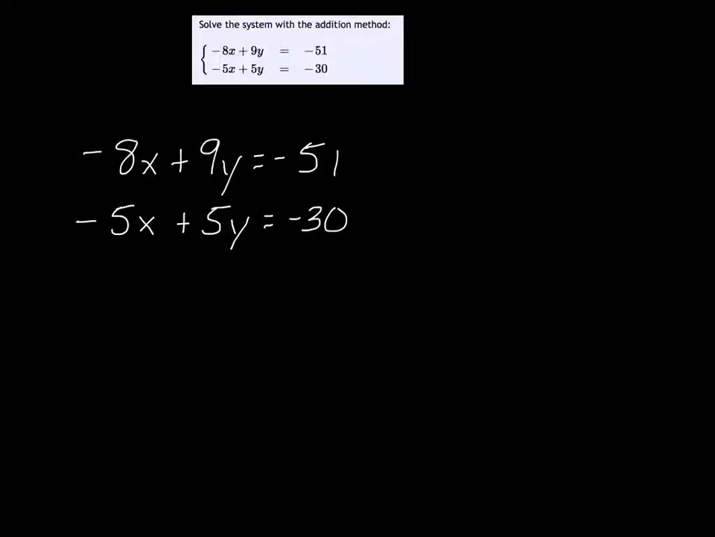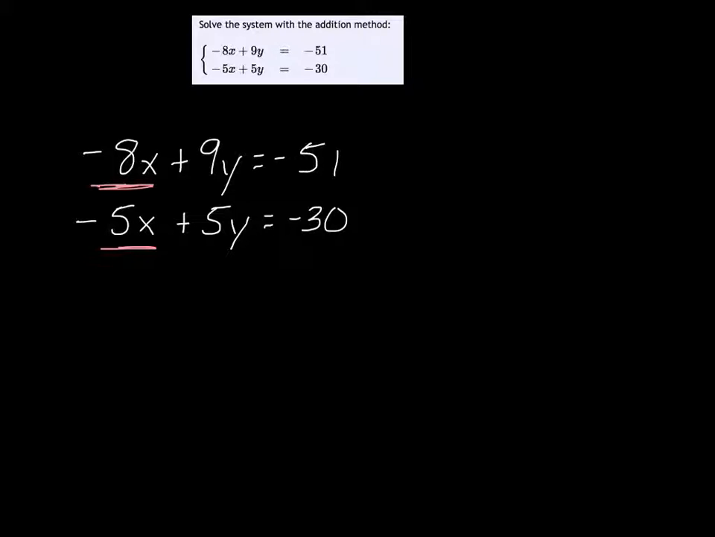In order to solve this system of linear equations with the addition-elimination method, I first need to decide which variable I'm going to eliminate, and I'm going to decide to eliminate the x terms. In order to eliminate those, using the multiplication property of equations, I need to make the coefficients in front of these x's opposites of each other.